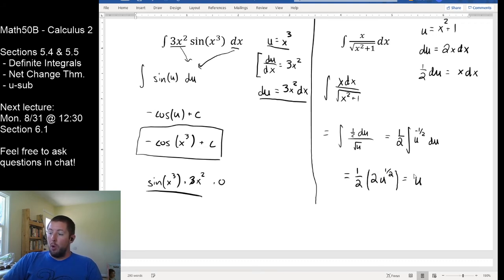It looks like all we're... forgot my plus c. Here we go. There's the plus c. I made it in there. So all I'm getting here is the 1/2 and the 2 are canceling, and I'm really just getting u to the 1/2 plus c. Always, we want to give our answer back in terms of the original variable. So it looks like our answer here is really just the 1/2 power of, or the square root of, x squared plus 1, our original quantity.